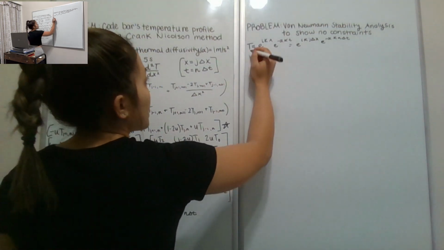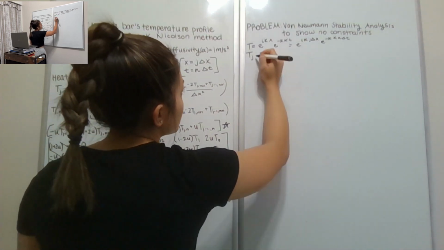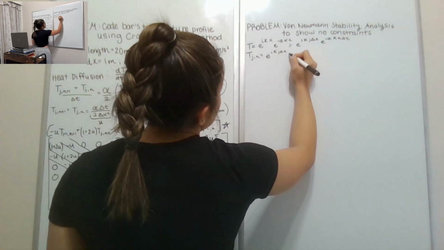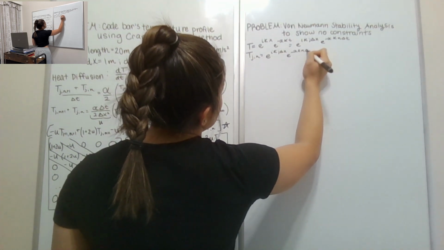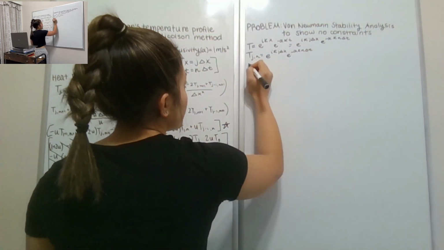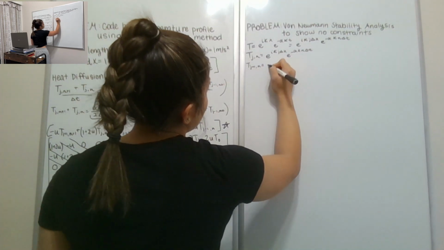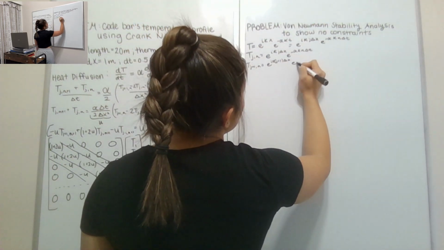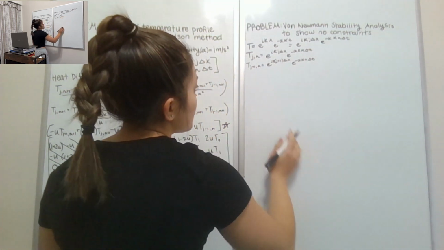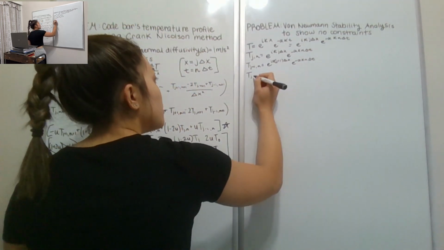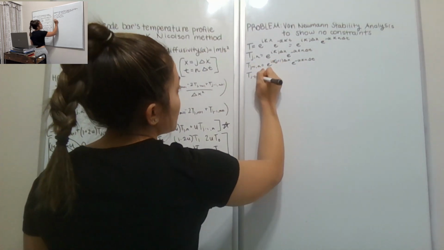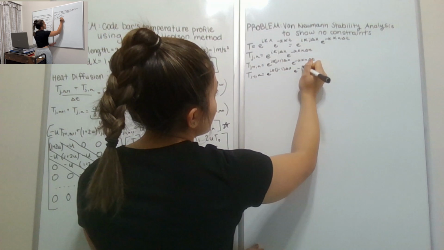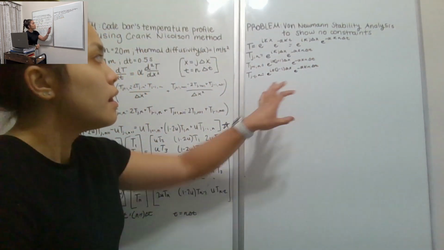And so now, when we look at the temperature at position j for a certain time, let's just say n, that is going to be e to the I k j delta x times e to the negative alpha k n delta t. And so if we look at the next position, so j plus 1 at n, we would have e to the I k j plus 1 delta x and e to the negative alpha k n delta t, because the time's the same. And then similarly, if we were to look at the previous position, we'd have j minus 1 at time n equals e to the I k j minus 1 delta x, and then e to the negative alpha k n delta t.